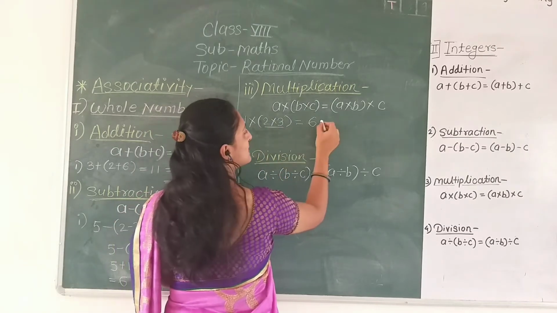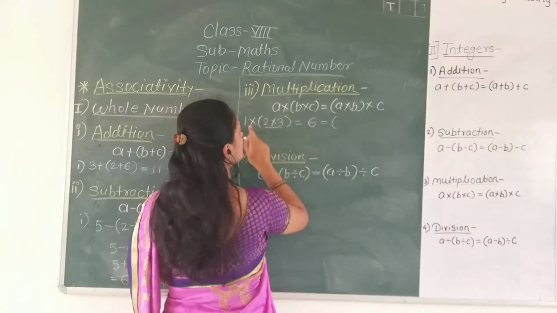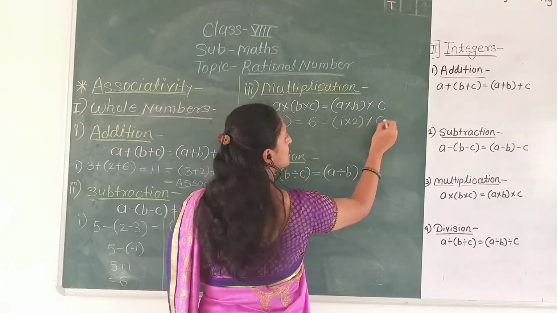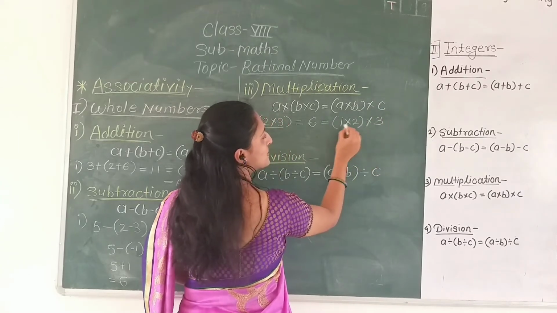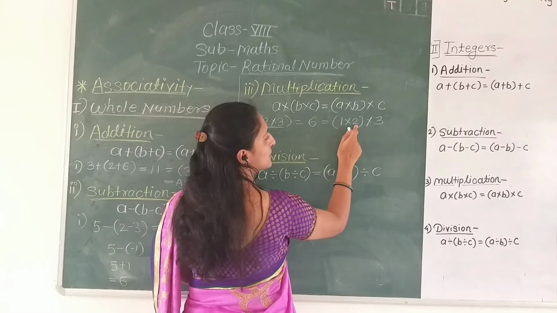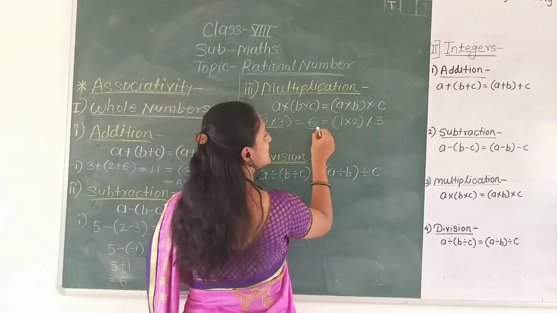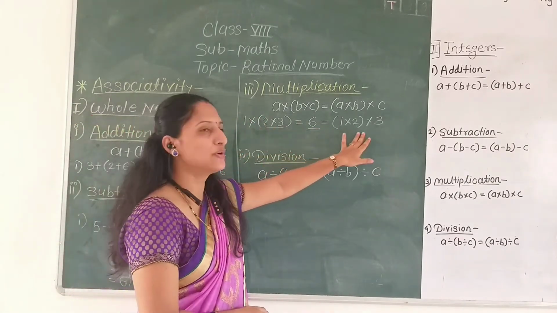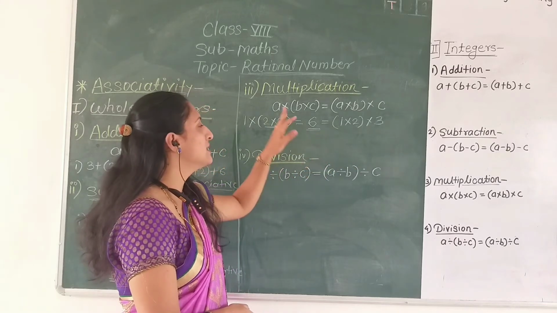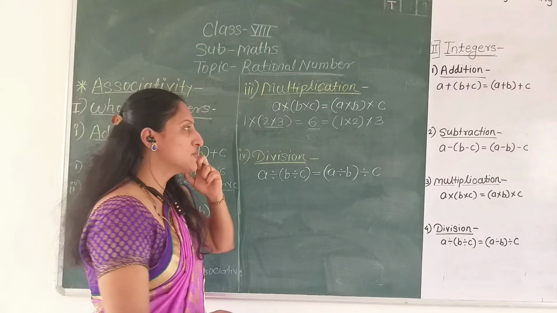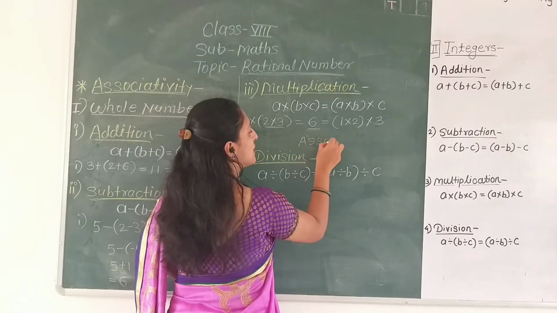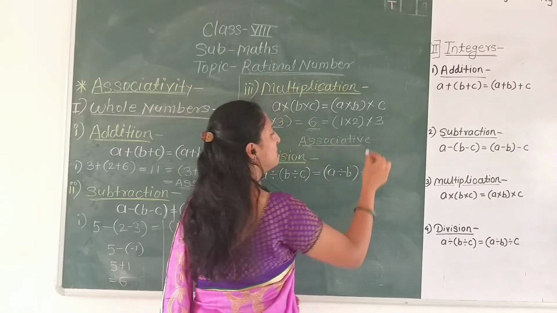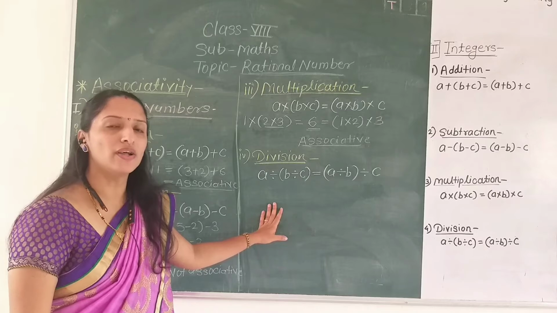Now if I change the grouping, I can place 1 into 2 in the first bracket, into the number 3. So first I solve the bracket: 1 into 2 gives you 2, and 2 into 3 is 6. So we get LHS equal to RHS. This shows that multiplication is associative for whole numbers.